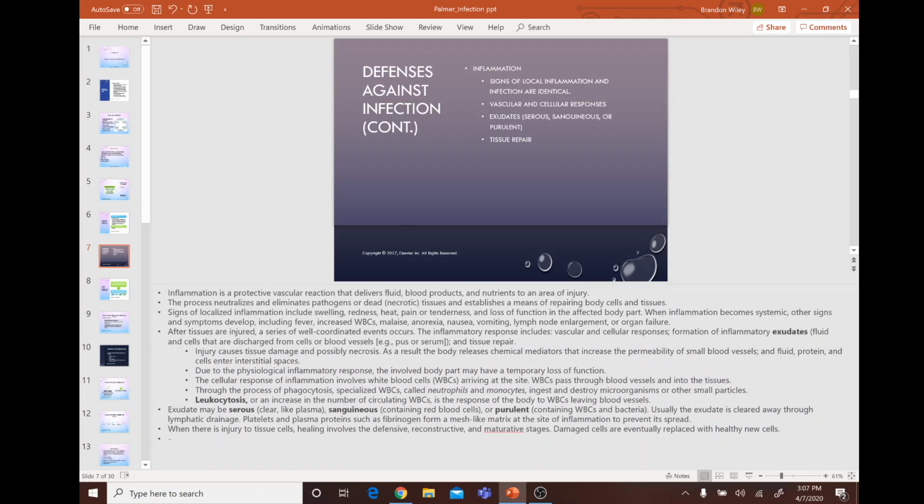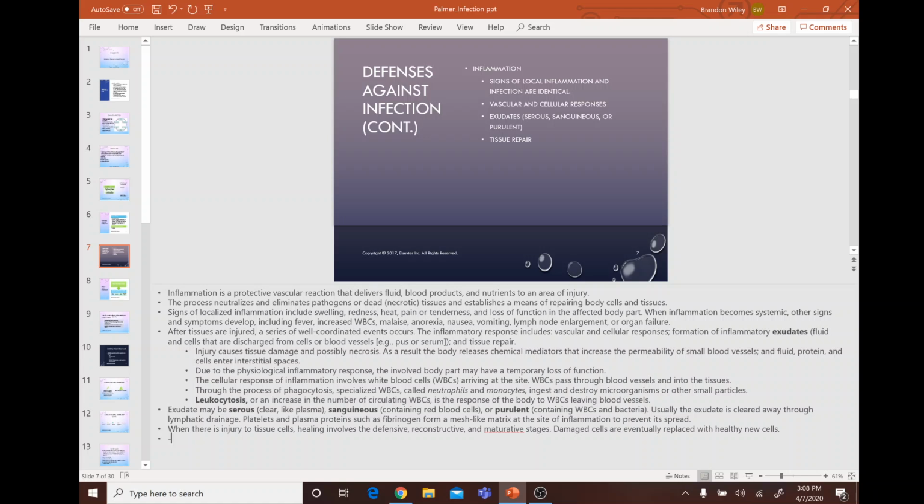After tissues are injured, a series of well-coordinated events occur. Inflammatory response includes vascular and cellular responses, like formation of inflammatory exudates, which is like fluid and cells that are discharged from cells or blood vessels, like pus or serum, and tissue repair. Injury causes tissue damage and possible necrosis. As a result, the body releases chemical mediators that increase the permeability of small blood vessels and fluid, protein, and cells enter interstitial spaces. Due to the physiological inflammatory response, the involved body part may have a temporary loss of function.